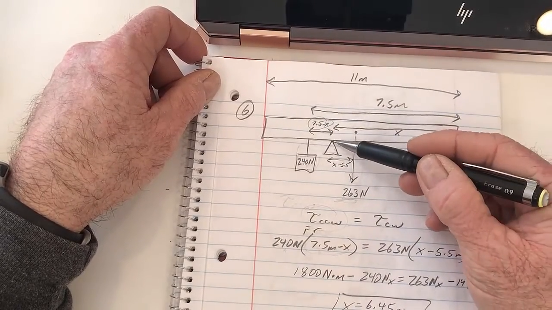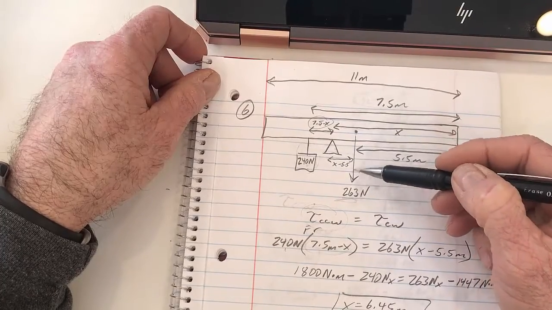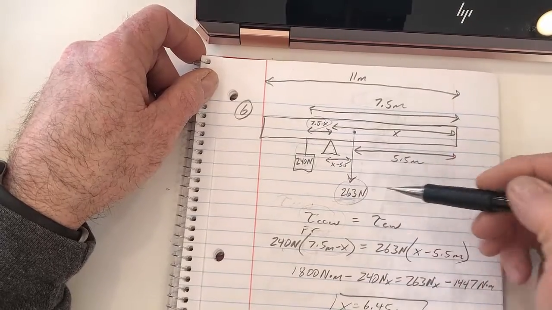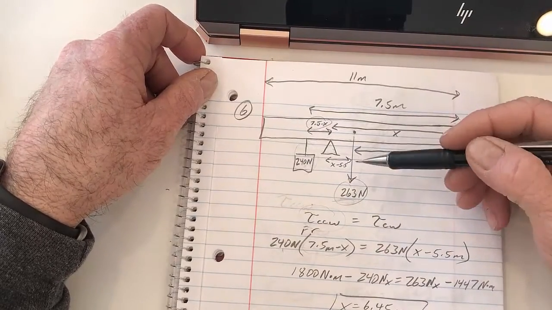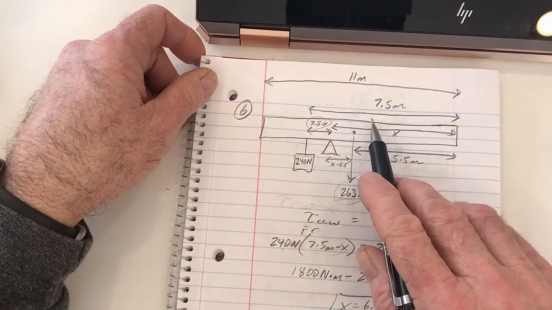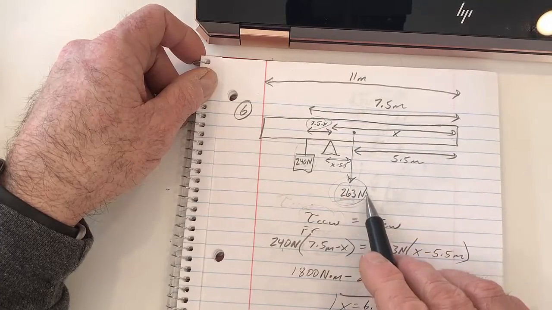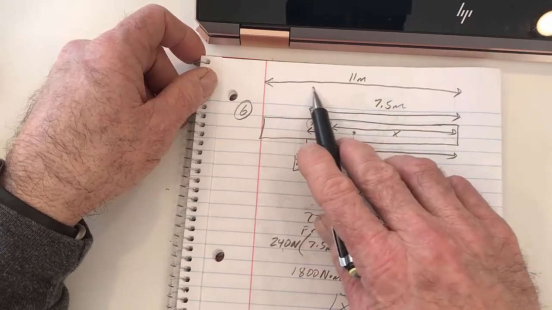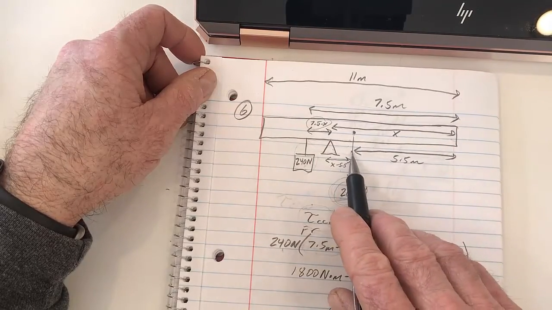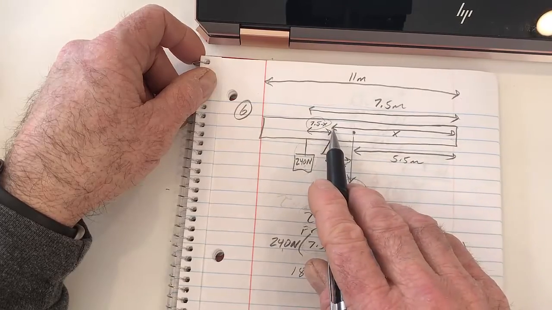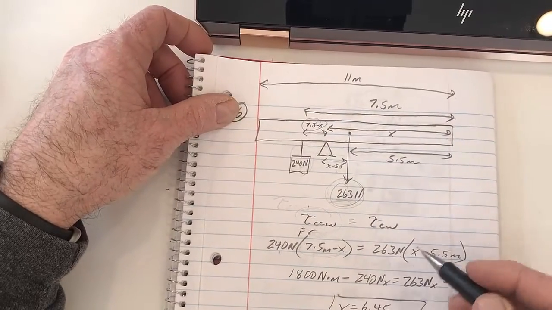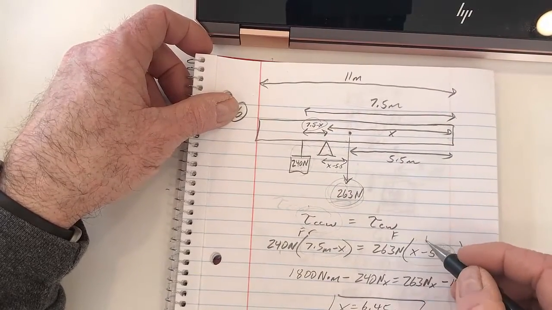For the clockwise torque, this is where my weight's exerted. I need to know this distance right here. So the force, 263 newtons, this distance has to be x minus 5.5, because the weight itself is acting at the center of the beam. The length of the beam is 11. The halfway point is 5.5. So if this distance is 5.5 meters, this distance is x, then this little distance right here is going to be x minus 5.5. So there's my lever arm for this force.